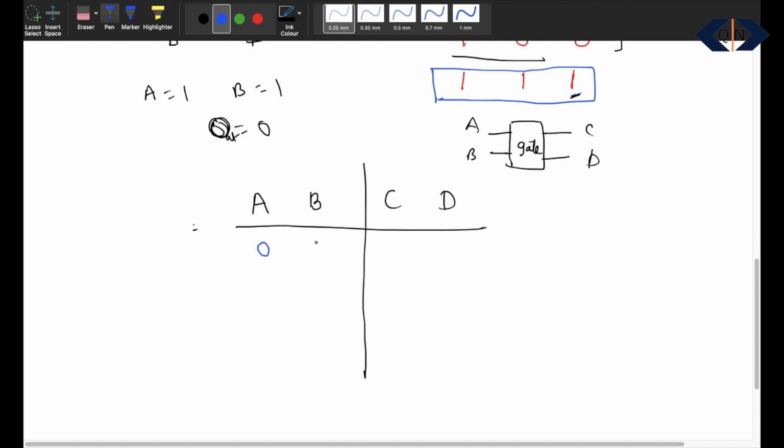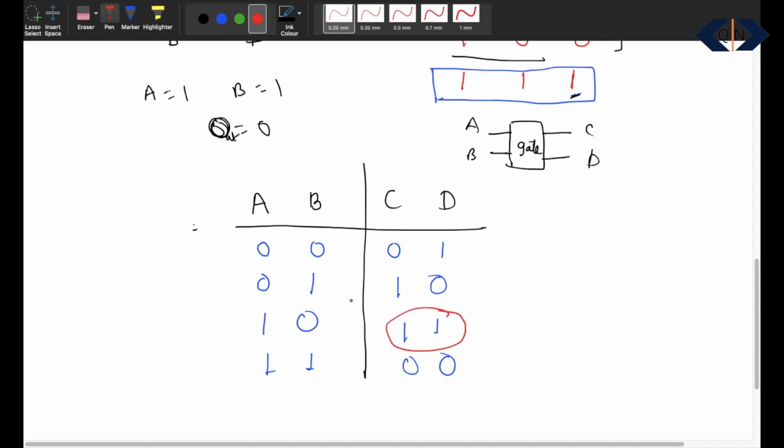So suppose this is 0, 0. Our output is coming as 0, 1. This is 0, 1. Our output is coming as 1, 0. 1, 0. Our output is coming as 1, 1. And 1, 1. Our output is coming as 0, 0. So by looking at the output, can we determine our input? Let's look at any condition. So if our output is 1 1, can we say what our input was supposed to be?